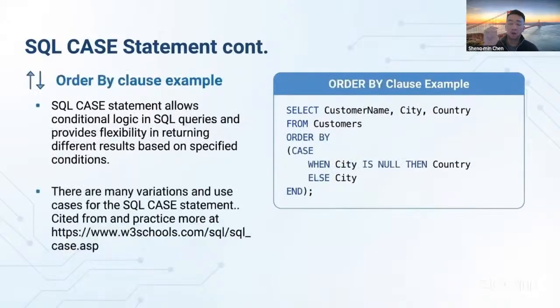Last but not least, you can also choose with a condition the order of columns, how you want to order your table or your returned result set by. And this is how you would do it in order by. Remember, order by is sorting, okay? So in this case, if the city is null, then sort by country, okay? Otherwise, sort by the city, okay?